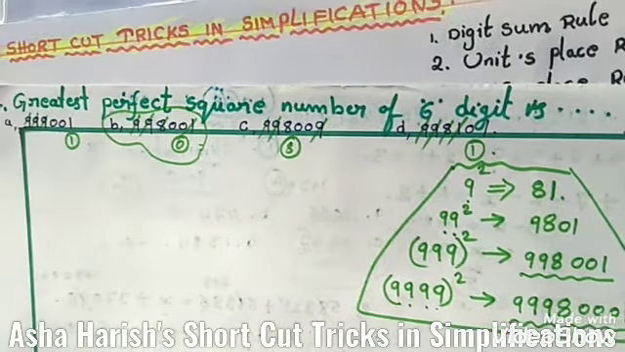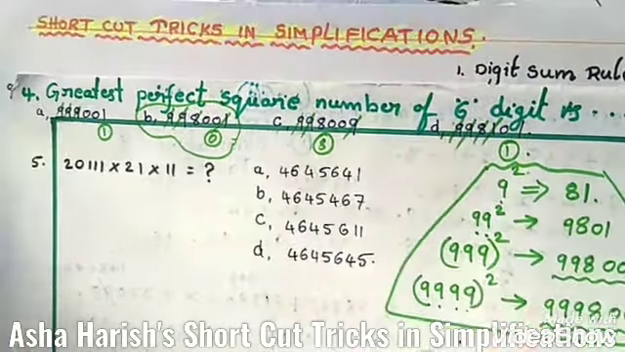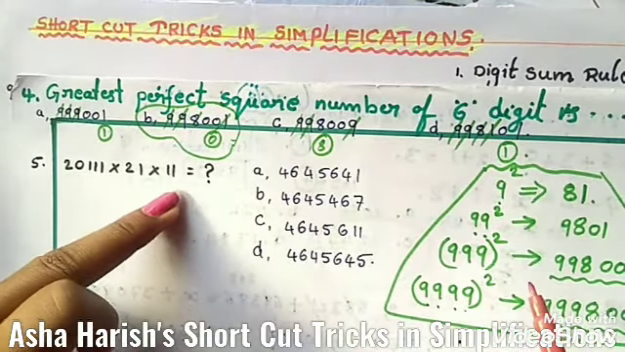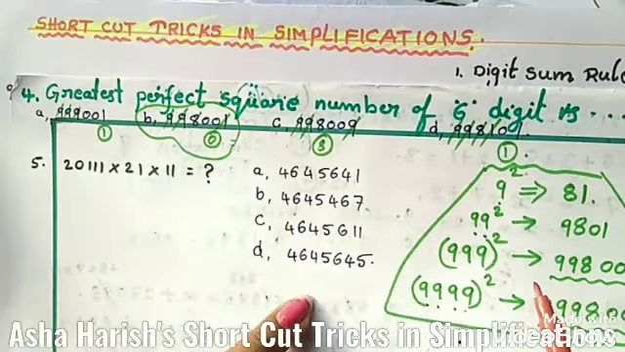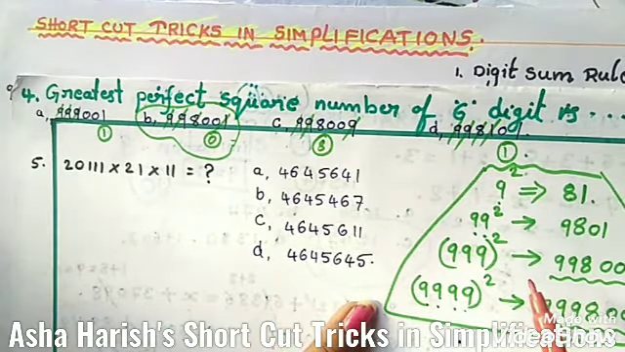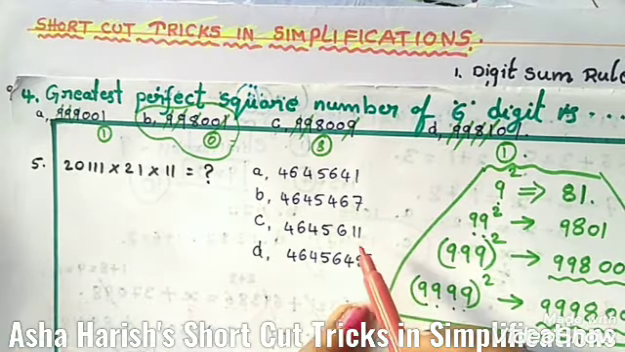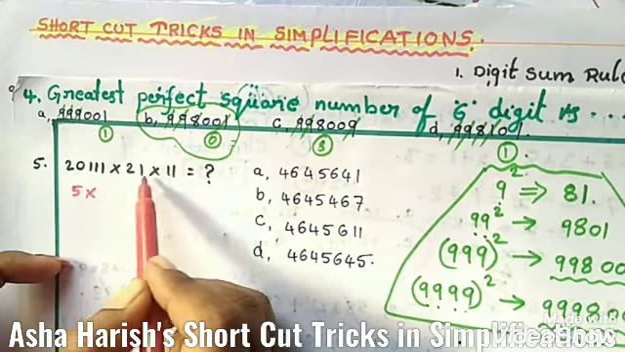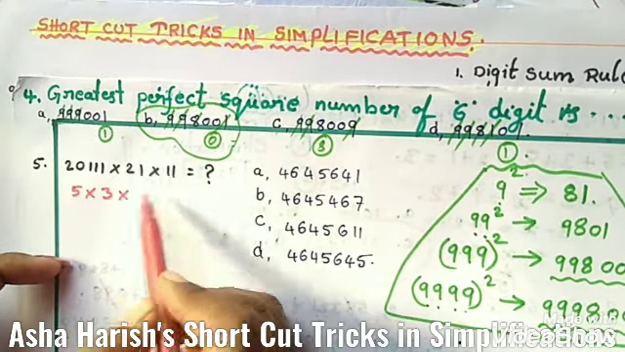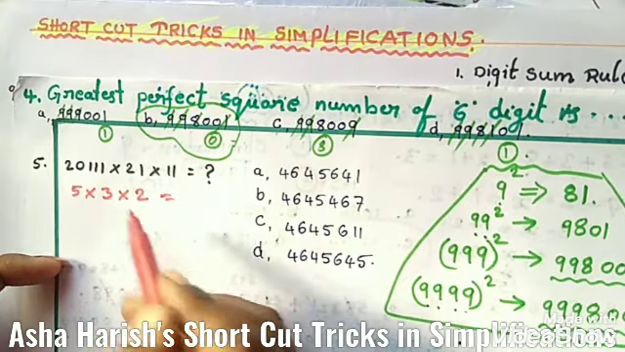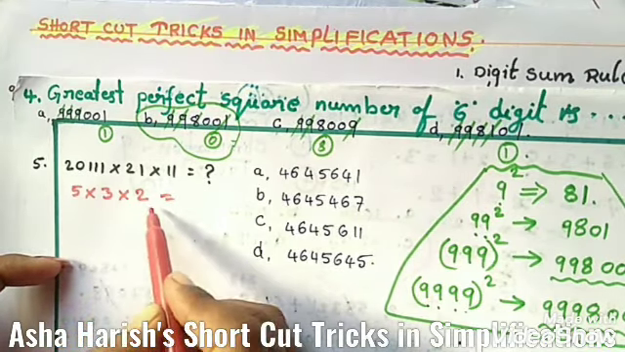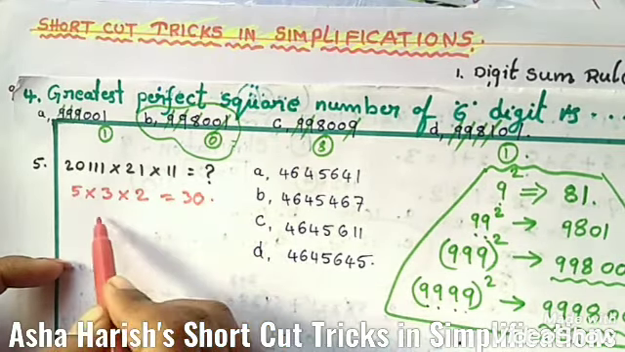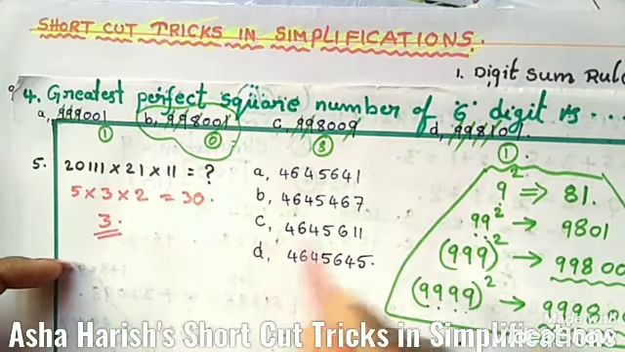Let us go for the next question. Question number 5. I have written the next question here: 23 into 21 into 11 is equal to how much? These are the options I have written. And if you apply the digit sum rule, that is the first rule, to this question, here 2 plus 3, that is 5, into 2 plus 1, 3, into 1 means 2. Okay, here 5 3s 15, 15 into 2 is 30, and if you apply the digit sum rule to this 30, you can get 3 as the answer.